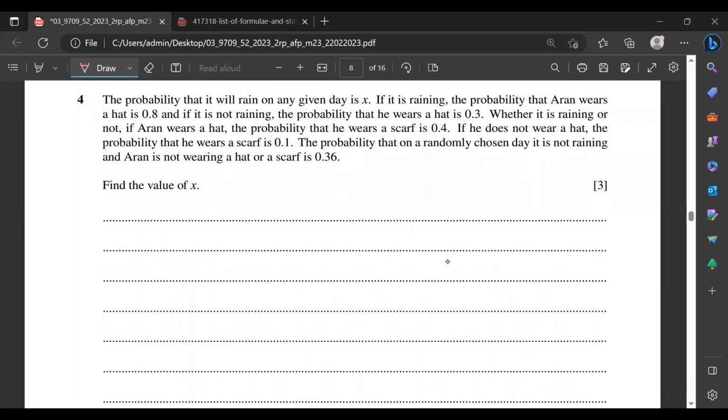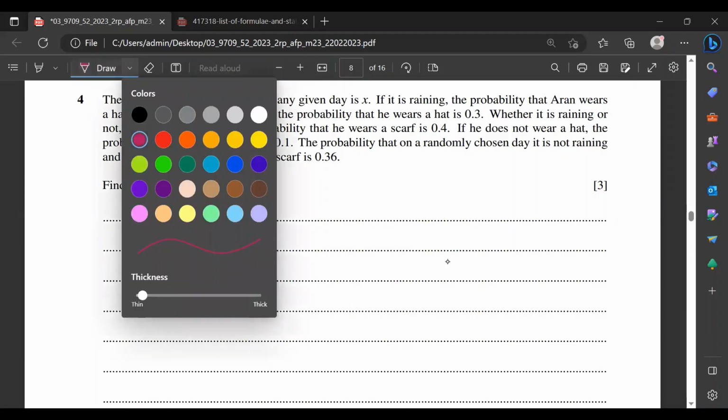If he does not wear a hat, the probability that he wears the scarf is 0.1. The probability that on a randomly chosen day, it is not raining and Aaron is not wearing a hat or scarf, is 0.36. Find the value of X. So you can do this directly, but the tree diagram is always helpful.